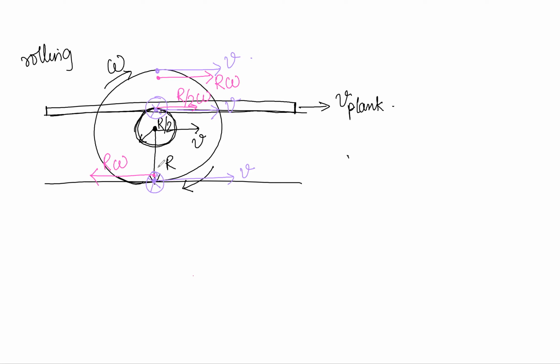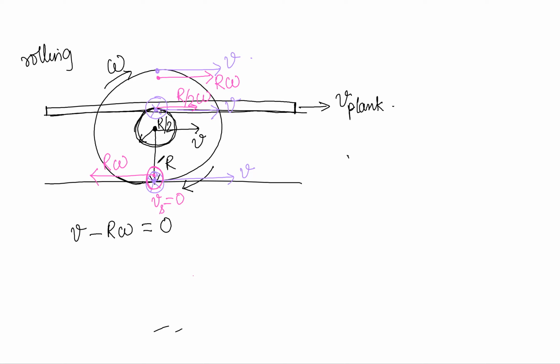Because it is rolling on a surface and the velocity of the surface is equal to zero, the velocity of this point on the roller also has to be zero. So what is the velocity of that point? It is v in the forward direction. It is r omega in the backward direction. And the total value has to be equal to zero, because it is rolling on that surface.